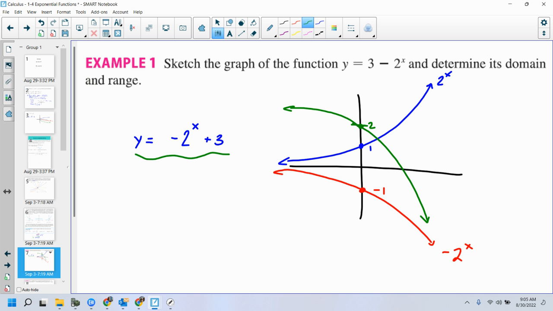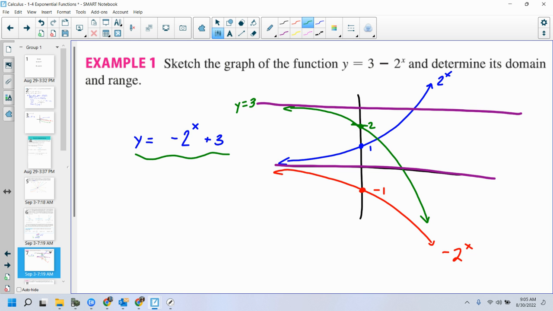Where is my asymptote? It's at 3. Yeah, it's at 3. Because thinking about my asymptote here, right? The asymptote was at 0, right? When I reflected it, did it change? No. Now I shift it up 3 units, and then since it's a horizontal line, shifting it up 3 units is also going to change my asymptote 3 units up as well. So I know my asymptote is at the line y equals 3.